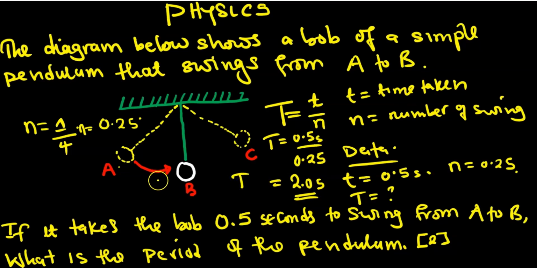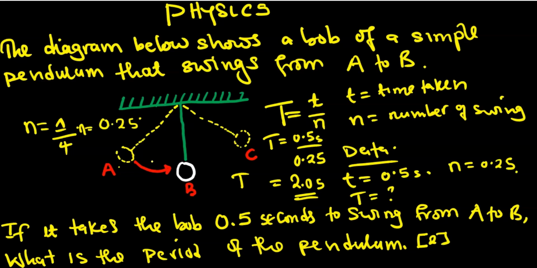The other question that you are going to find on this particular topic is to state or give the factors that affect the period of the pendulum. You need to know the factors. The factors that affect the period of a pendulum are acceleration due to gravity and the length of the string. You also need to know the factors that do not affect the period of the pendulum.